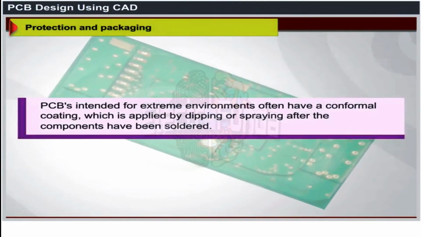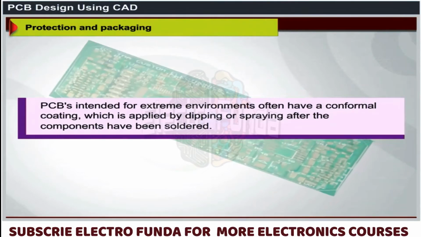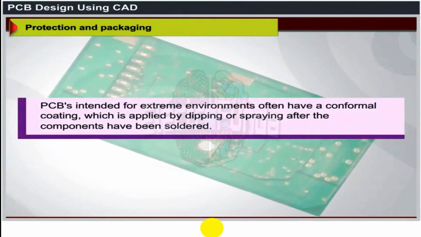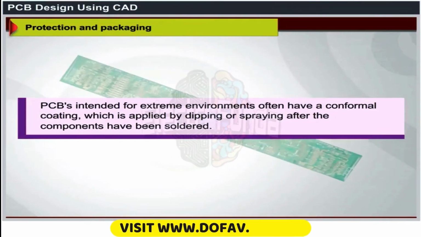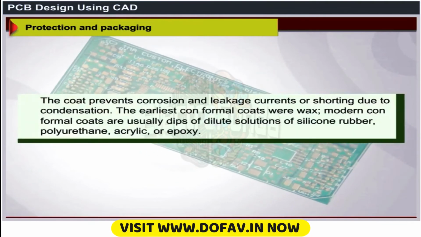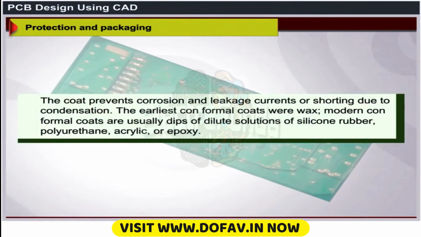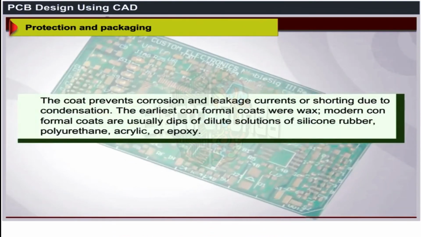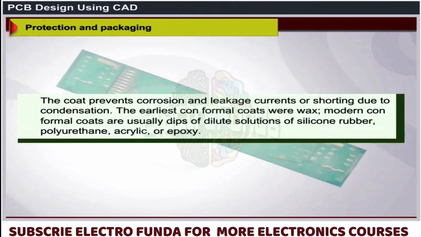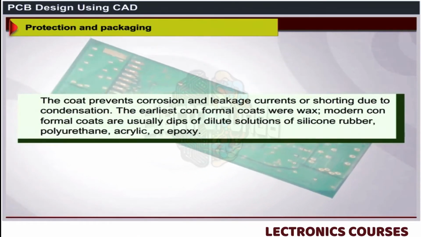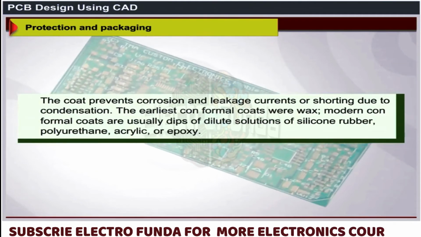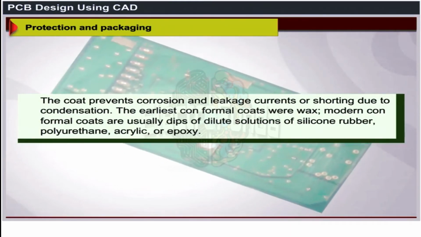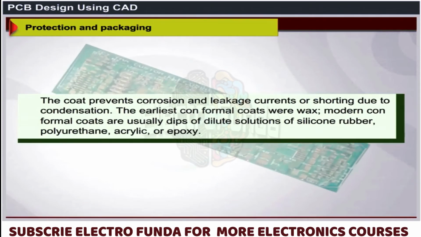PCBs intended for extreme environments often have a conformal coating, which is applied by dipping or spraying after the components have been soldered. The coat prevents corrosion and leakage current or shorting due to condensation. The earliest conformal coats were wax. Modern conformal coats are usually dips of dilute solution of silicone rubber, polyurethane, acrylic or epoxy.